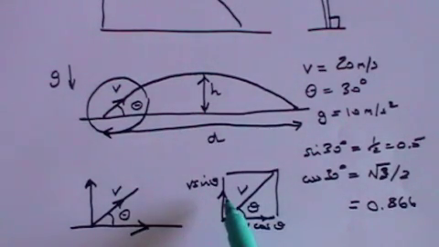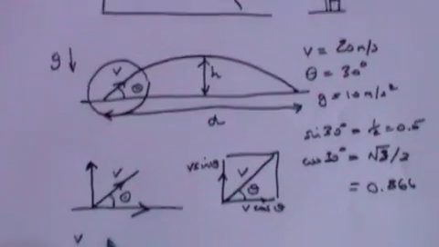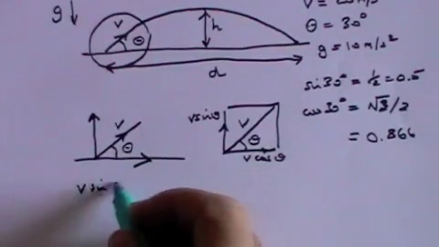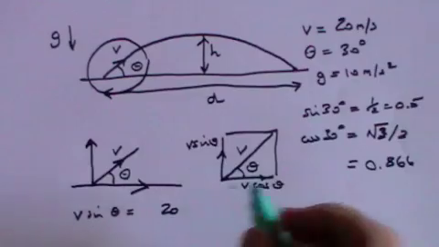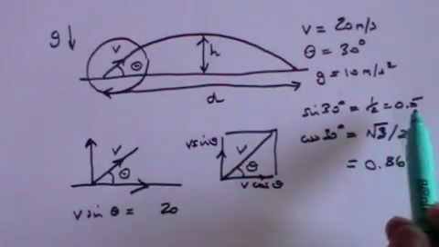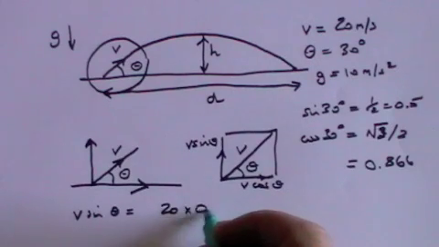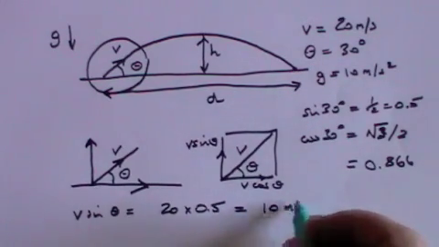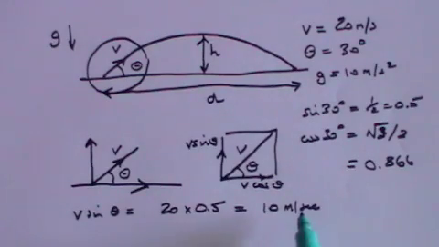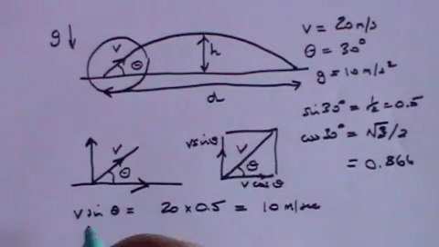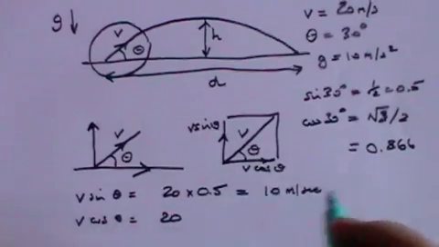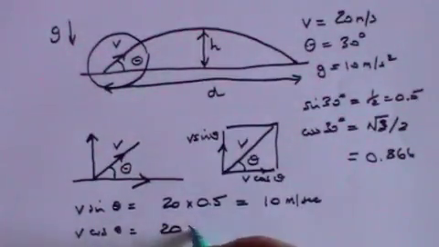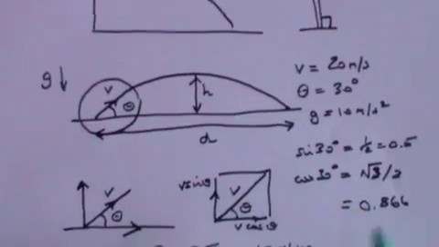The vertical component of the velocity is v sine theta. V sine theta is v, which is 20 meters per second, times the sine of theta, which is sine of 30, which is 0.5, and so that's 10 meters per second, and that's the vertical velocity. The horizontal velocity is v cosine theta, which is going to be v, which we said is 20 meters per second, times the cosine of theta, which is 0.866.